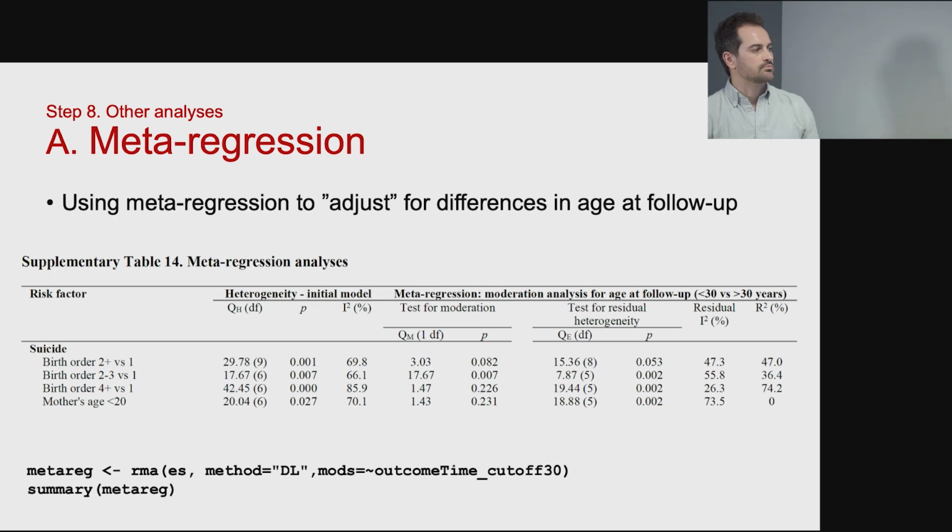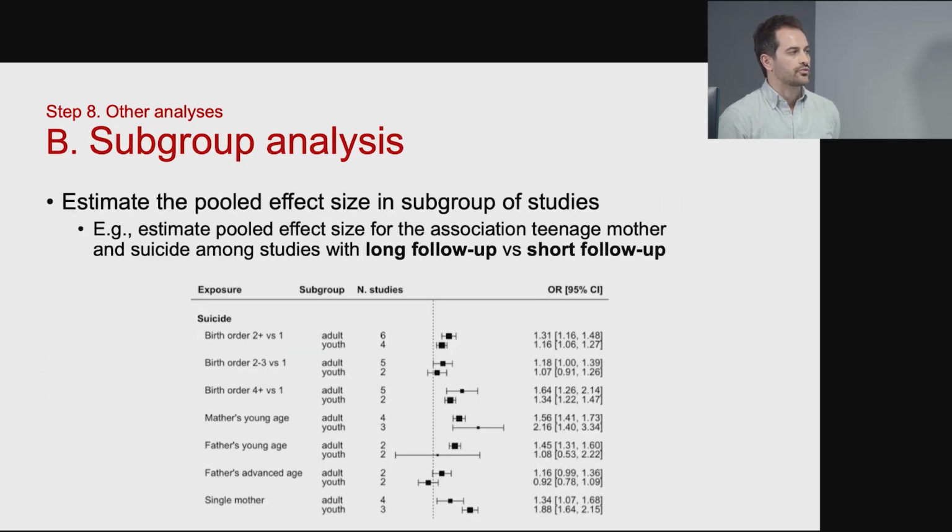And you can perform meta-regression, and basically you can evaluate the effect of, for example, the length of follow-up on your estimates, and once you take into account this heterogeneity, how much heterogeneity remains to be explained. You can evaluate. Another method is to perform subgroup analysis.